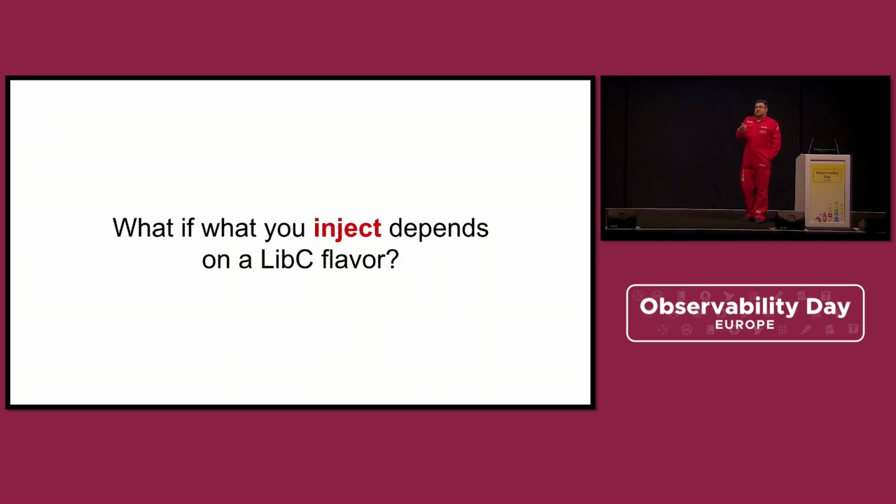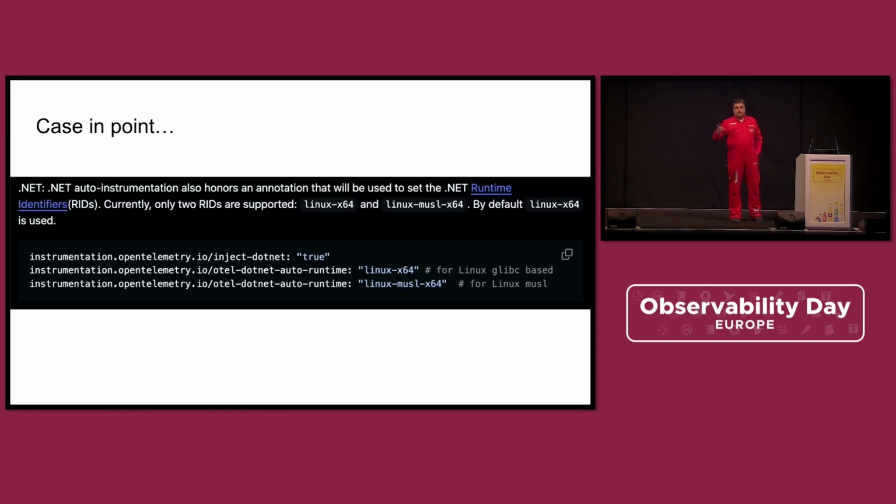But what if what you inject depends on libc? Literally, the Java virtual machine, .NET, they all depend on libc. That's why they have the getenv function. So stuff can explode there as well. Case in point, in the OpenTelemetry operator, which is a really nice piece of machinery, you need to specify that it's going to use Musl if your container does. By default, it will inject the build of the .NET profiler, which is the way a tracer and instrumentation is called in .NET. It will inject the one for GNU libc, but if you have the wrong one, remember, it explodes.